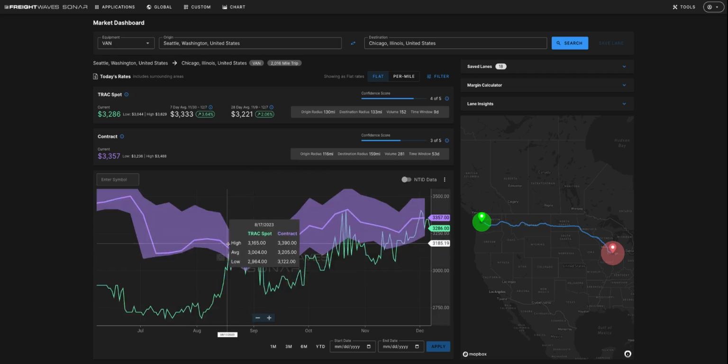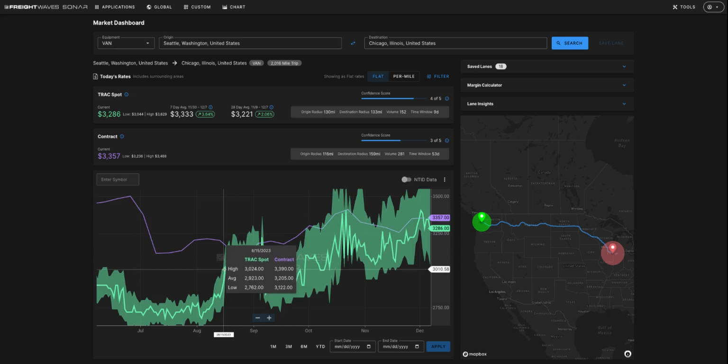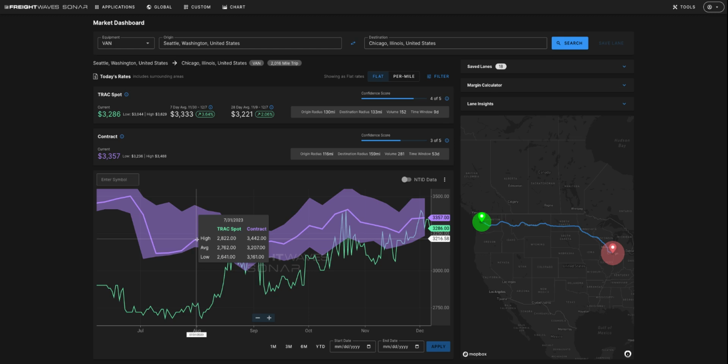Down here on the chart, you can see the history of the rate over time. As you hover over, you'll see that band. The band is going to show you the high, the low, and then the average, so you can see how the average line is trending. Of course, the contract rates are a great example.